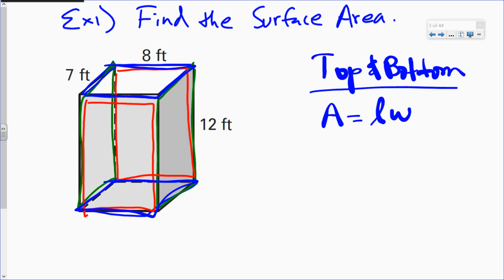Okay, let's see. What is the length and width of that top rectangle in blue? What would be the length? Good. Length would be the longer side, so the width would be 7. 8 would be the length. So here we go. 8 times 7.